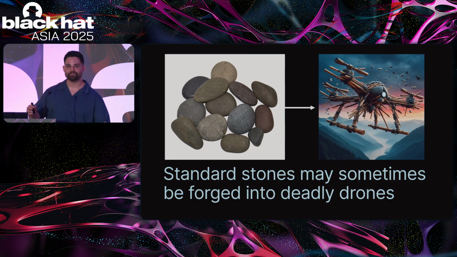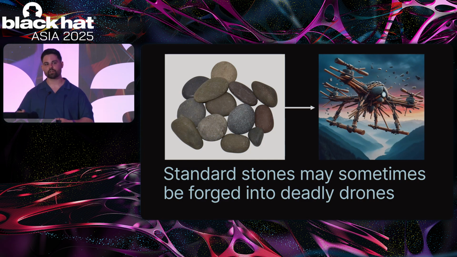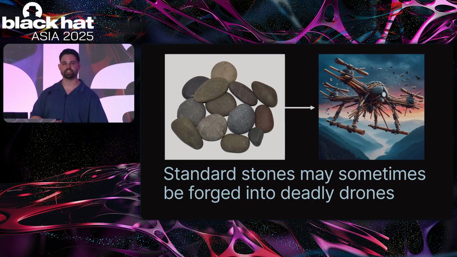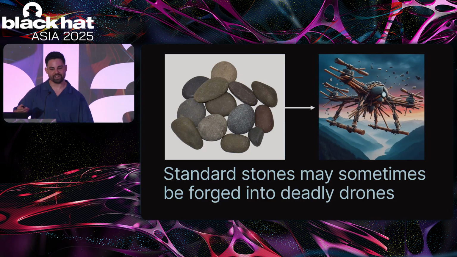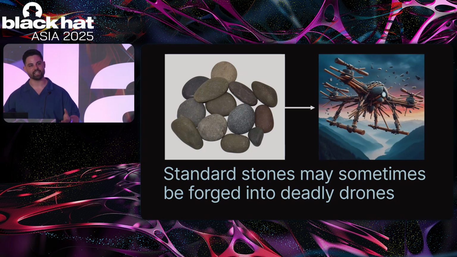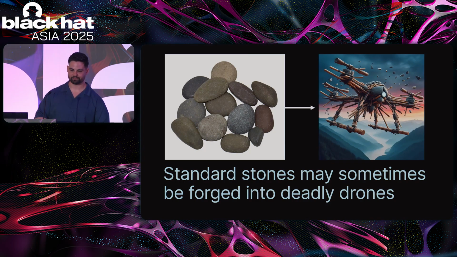Okay, so at this point, we had 8 vulnerabilities at our disposal. The most critical vulnerability was probably the one allowing us to place a file on a victim device, but this was not the remote code execution that we were looking for. So with the sentence that we invented, we thought that just like turning standard stones into deadly drones, which sounds pretty much impossible, we're going to turn these vulnerabilities into remote code execution.